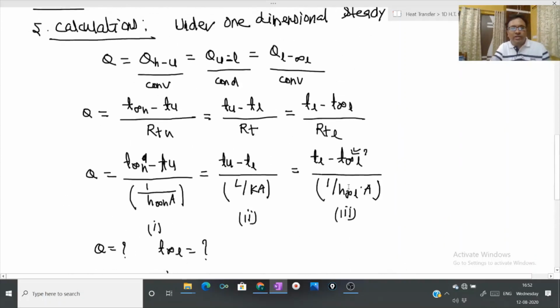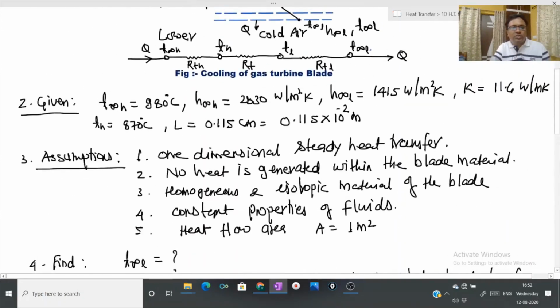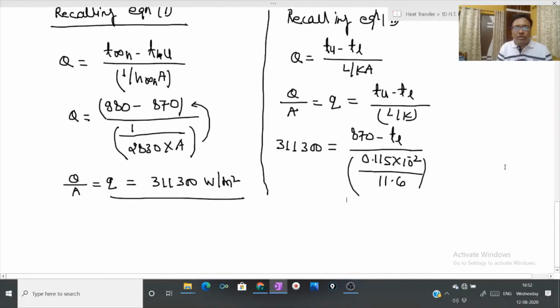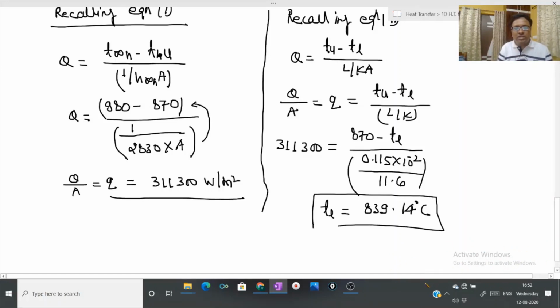We can refer to 0.115 centimeter as the thickness and K is 11.6. Okay. So from this I could get the value of TL, that is lower surface temperature of the blade material, as 839.14 degrees Celsius. But this is not our final answer. This is an intermediate value.